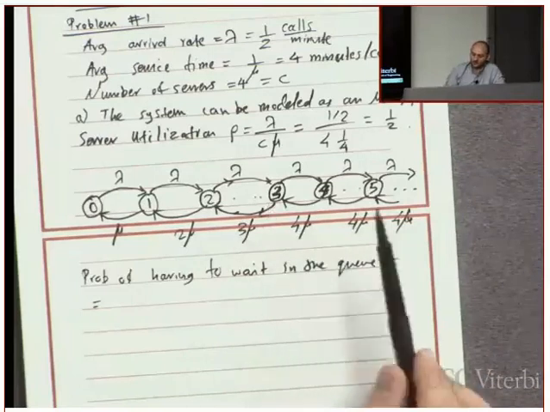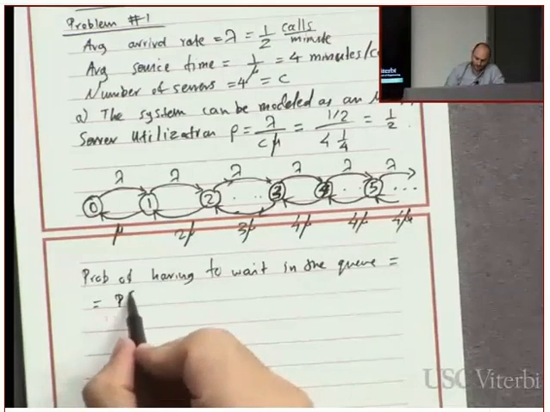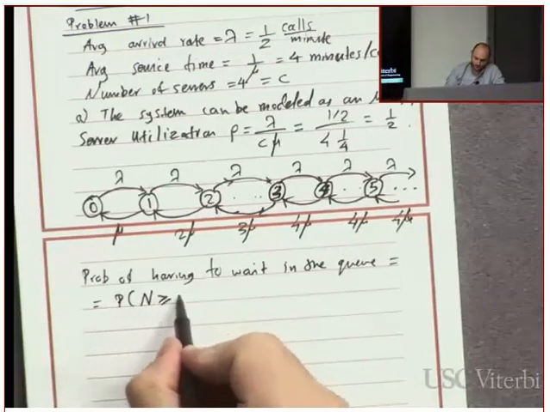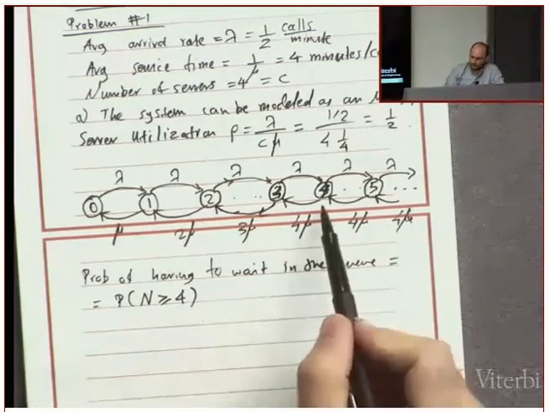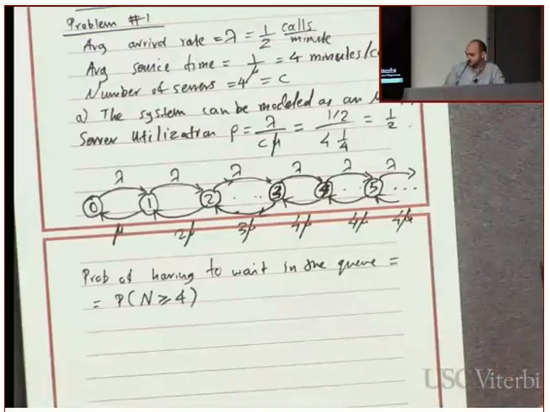In which state should we be in order to wait? 4? Only 4? 4, 5, 6, and so on, right? So it's the probability of n greater or equal to 4, because if we are here or above, then we need to wait. Because all servers are busy, right? We have 4 customers in the system, a new arrival comes, it has to wait. Okay, good.